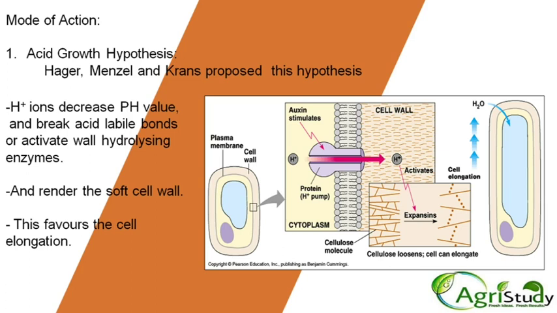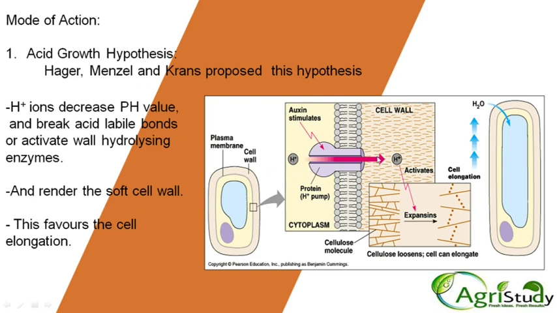And here let's see what happens, friends. Hydrogen ions decrease the pH value and break acid labile bonds or activate wall hydrolyzing enzymes. You can see here that auxin stimulates the pumping of these H plus ions.